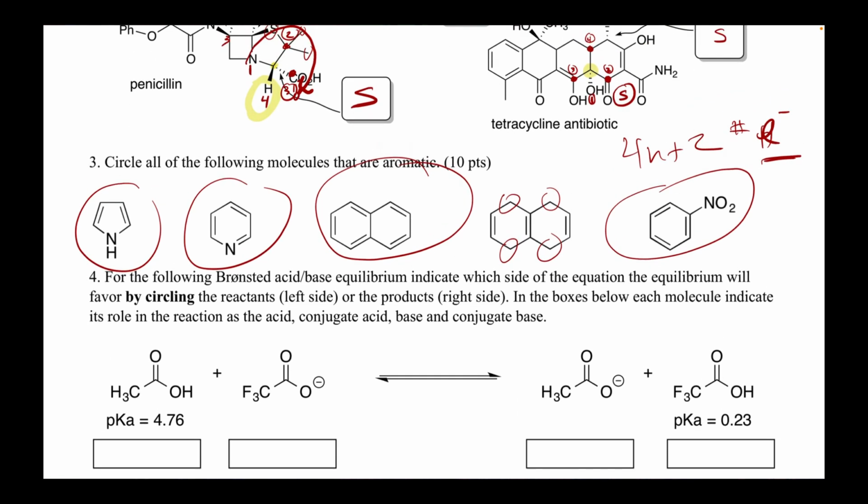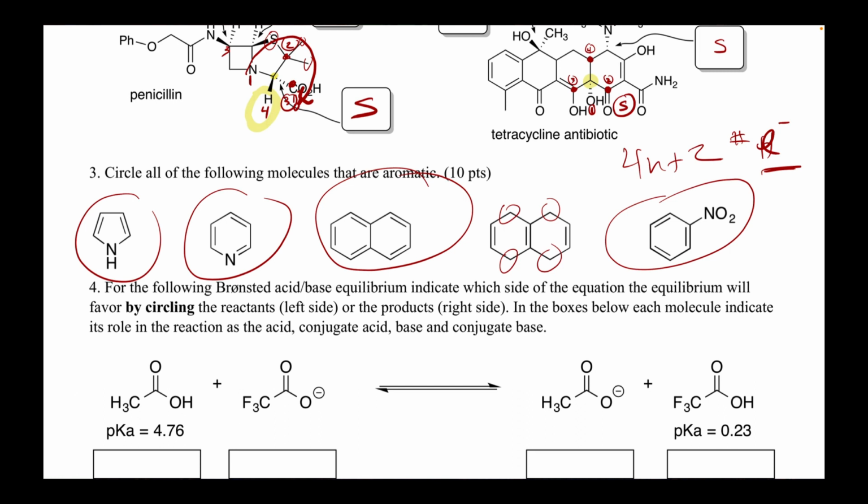Good. Sorry, why is the last one aromatic? Because we have a benzene ring in there, so it's an aromatic compound. Even if there's another substituent on it, there's a benzene ring, so there's an aromatic component in there.